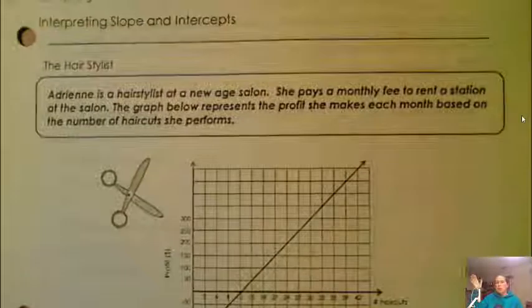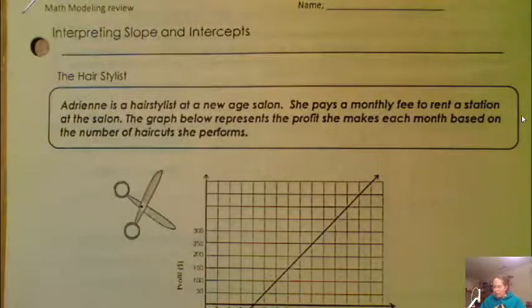Okay, so here's the really big packet. It's not as bad as it seems. I'm going to help you with the front page. The purpose of this packet is to really talk about what things mean, trying to interpret things, so don't skip over those.